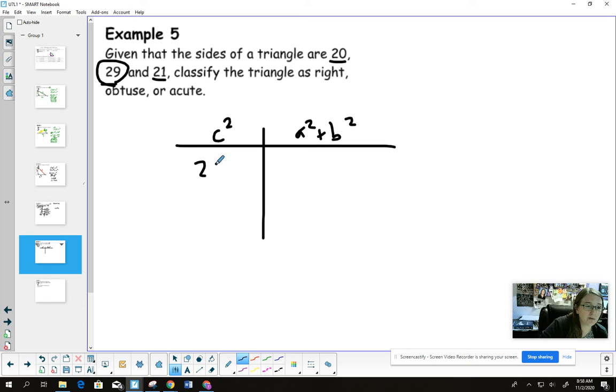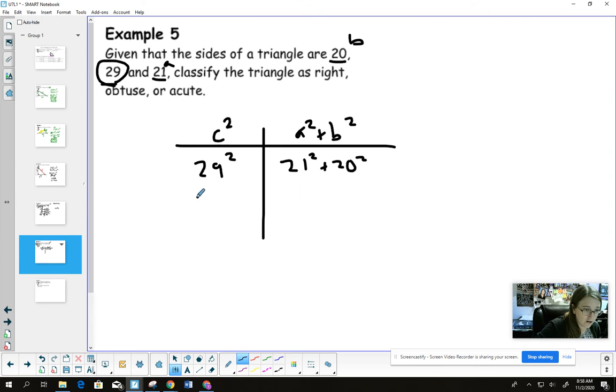29, the biggest number is always going to be C. And then we have our A and our B. Notice that I'm choosing 21 to be A and 20 to be B. It doesn't matter. I can flip-flop it. But we have to remember to square them regardless. Do not forget that. Okay, take a moment, your calculator, go ahead and get these.